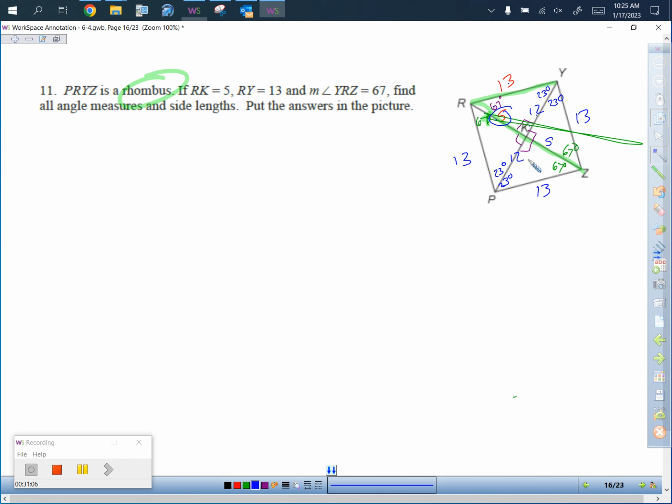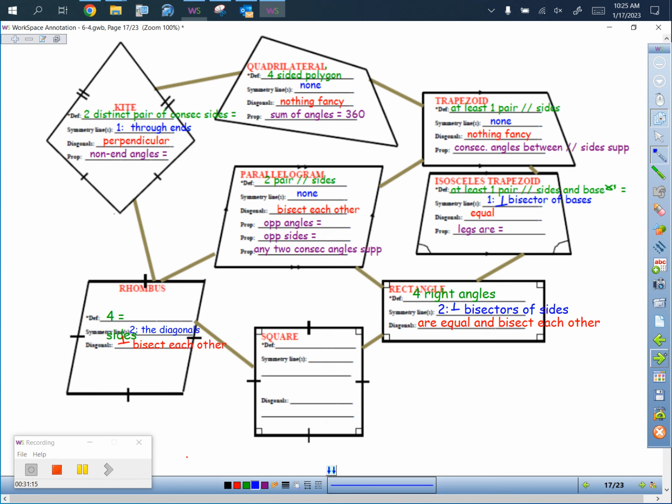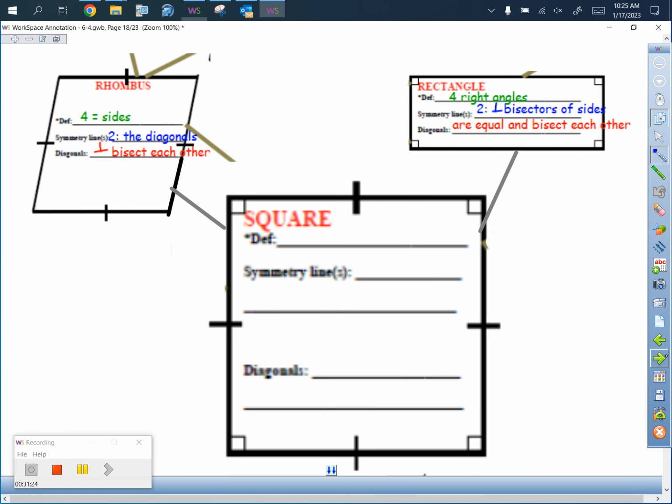So, cool. Let's go back and see how good you can do it. This is it. It's finally time to do the bottom guy. All right, we got it all up here. Let's roll with the square. Please get his definition.